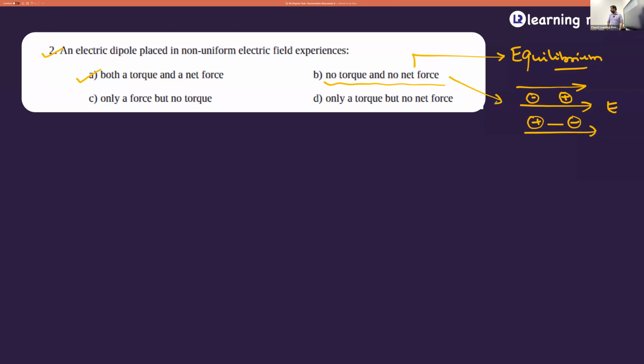What about C? When will there be a situation of a dipole placed in external electric field experiencing only force but no torque? Never. When will there be a situation where there is only torque but no net force? Had the question been placed in uniform electric field, this happens when the dipole is placed in uniform electric field. Am I clear with this? Guys, are you able to understand?